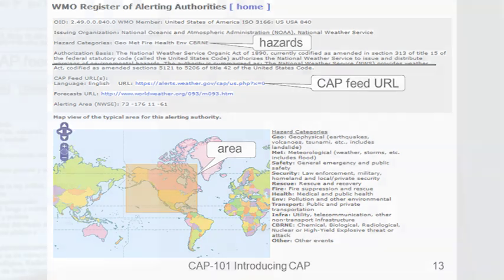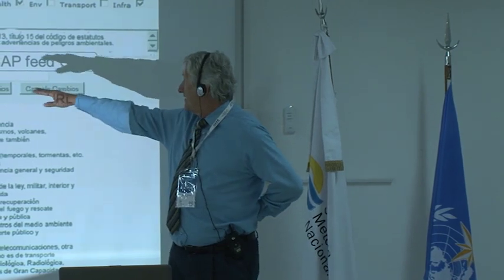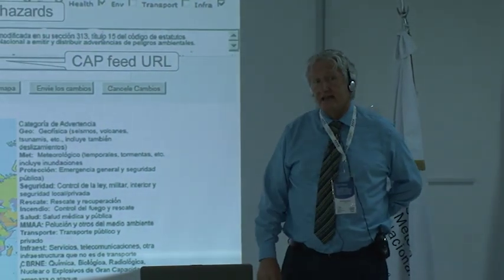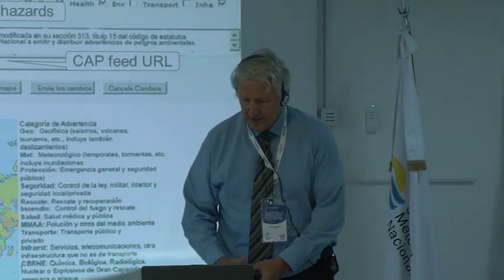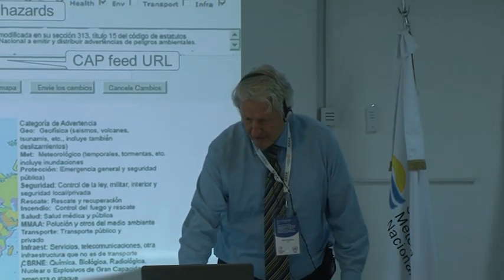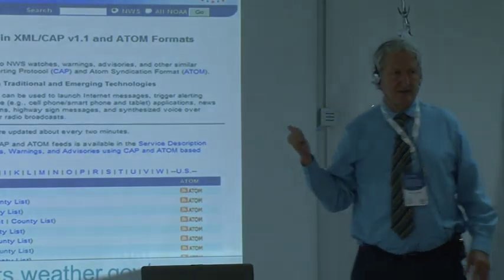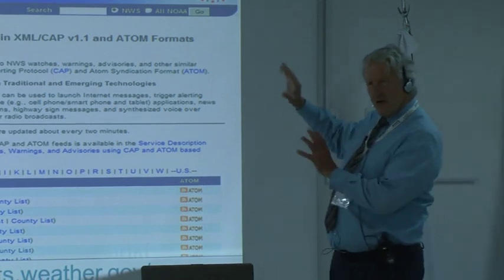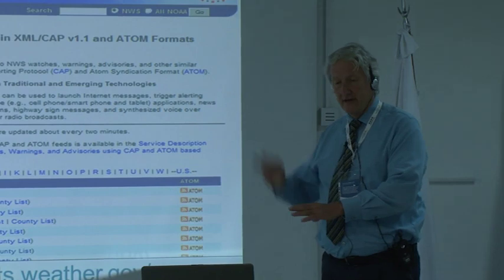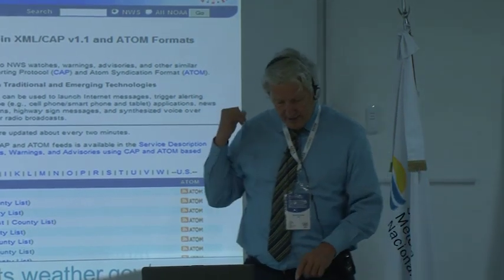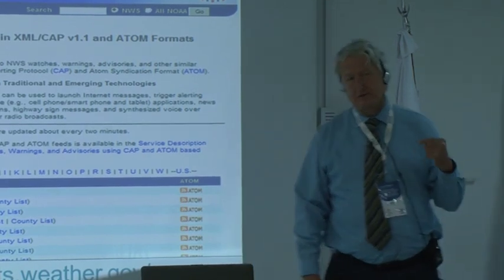But we also see in this particular alerting authority that they have a CAP feed URL. That's a place you can go to get all of their CAP alerts. If we jump down to that CAP feed URL, this is what it looks like to a user. Underneath it, we actually have a piece of data that we can process, but it looks pretty to the user. This is the CAP alerts disseminated by the US National Weather Service.